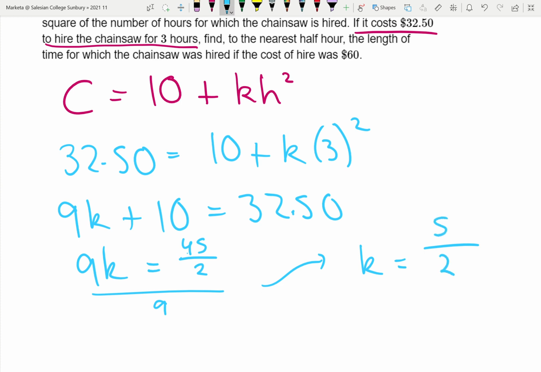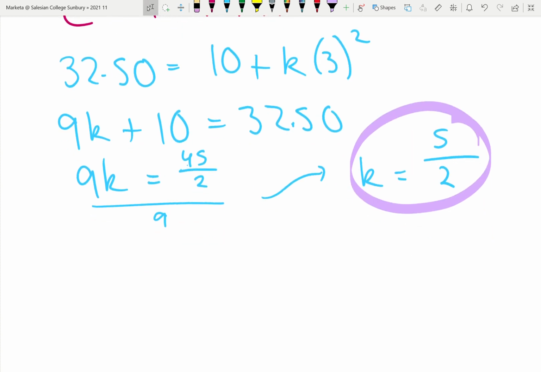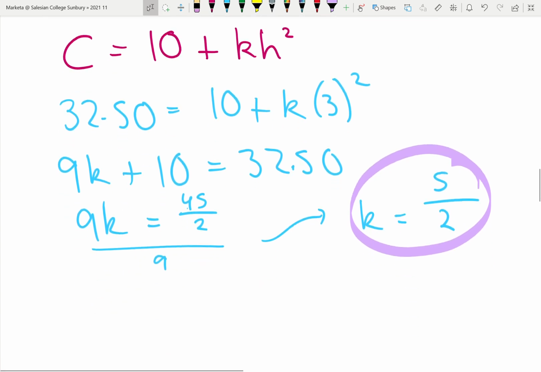And the reason I've changed it into a fraction is because it's just much easier to work with. So it was quite nice to subtract the 10 on both sides without using a fraction, just use the decimals. That was easy enough. But then when we're dividing, and now that we're going to be using k, I think it's going to be much easier that we have k as 5 over 2 rather than 2.5. So let's have a look. So let's write the formula again.